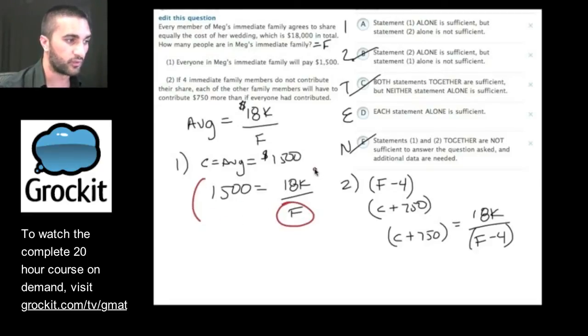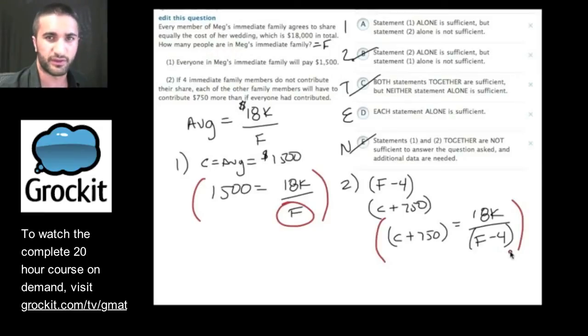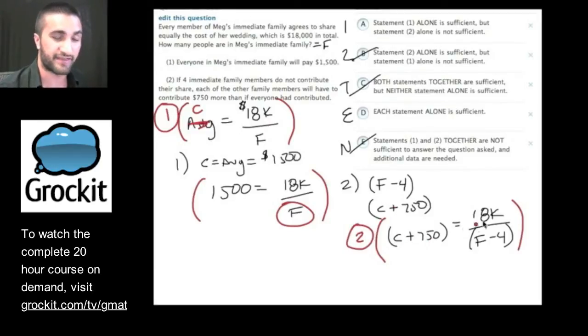1 unknown and 1 equation. We can solve for f. Here, we have 1 equation and 2 unknowns. So I don't think we can solve. But there's another equation over here. Remember, we said c equals average. So here's one equation that's valid, that c equals 18k over f. And here's another equation that's valid, that c plus 750 equals 18k divided by f minus 4. I have 2 equations, 2 unknowns, so I think I have enough information to figure it out.